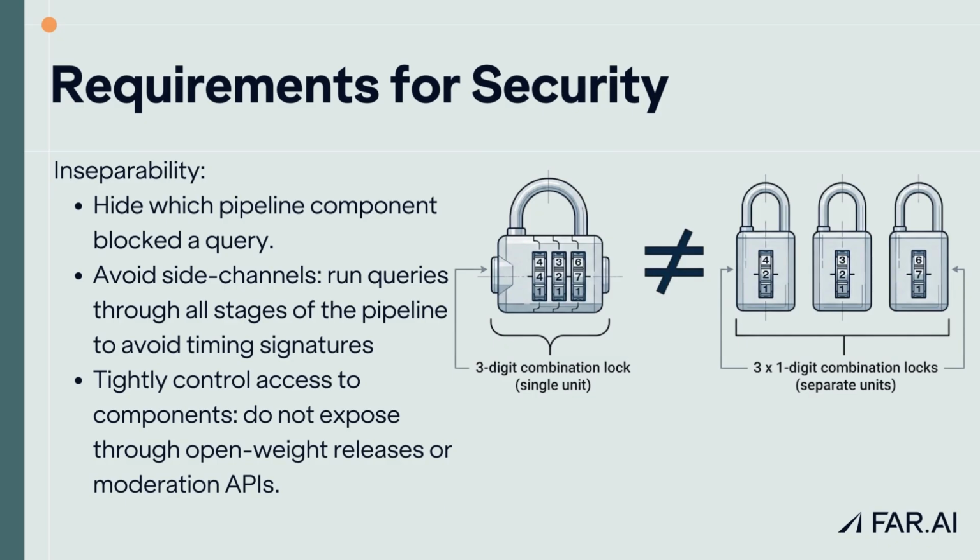But obscuring it in the API isn't enough for a savvy attacker, because we can infer which component triggered from things like timing or other side channel attacks. So if a query is rejected quickly, then it's probably the input filter. If it takes a long time, it's probably the output filter. You can avoid leaking that just by running all queries through every stage of a pipeline, and you only give output to the user once all of the stages are complete. And if any stage blocked it, you just get a refusal, no more detail.